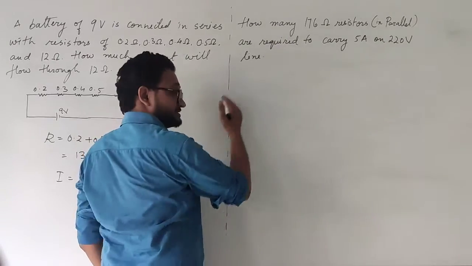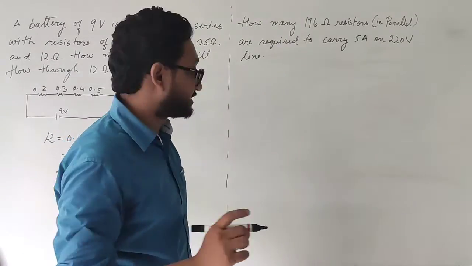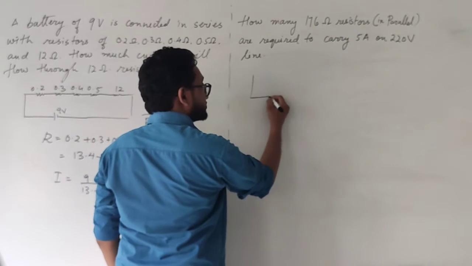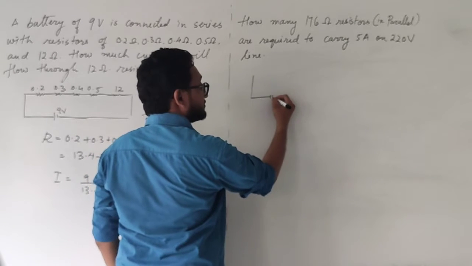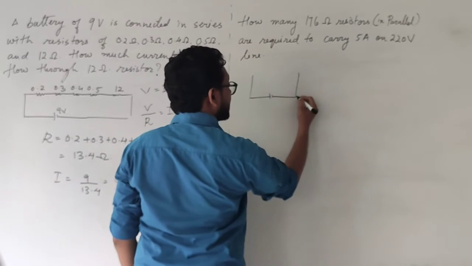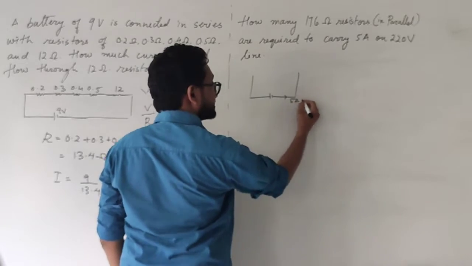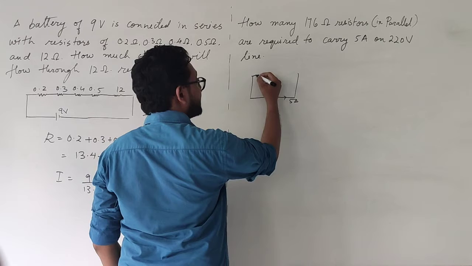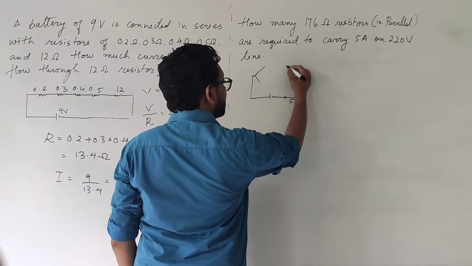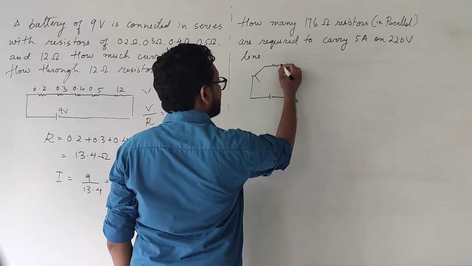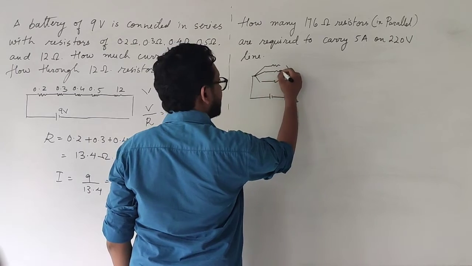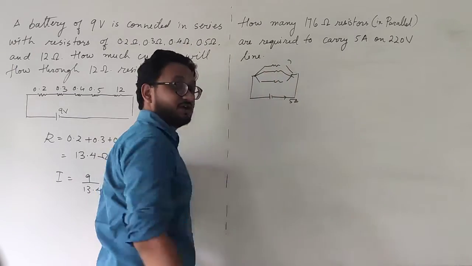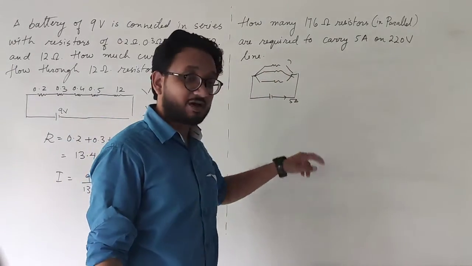So for example, once again like I said, you need to draw the circuit diagram. So we have a 220 volt connection over here, and the current flowing is 5 amperes. But we need to find the total resistance. They are saying how many of these resistances will be required. We don't know. They all should be in parallel. But how many should we connect in order to get the 5 ampere current?